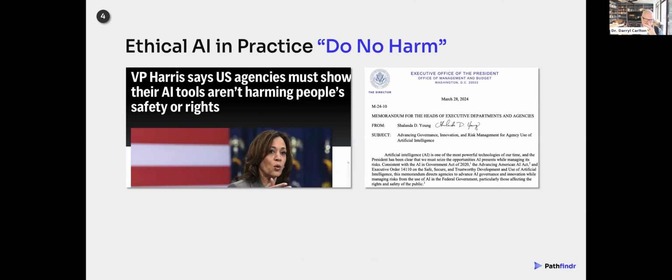Now, some examples of what's going on. Vice President Harris in the US has said that agencies must show their AI tools aren't harming people's safety or rights. And you saw how that is reflected previously in the principles. One of the examples she used was if the AI system identifies you while you're queuing at an airport to go through security check-in and you get called out, you must be able to go back into the same place in the queue so that you're not disenfranchised from the wait period. I thought that was pretty funny.